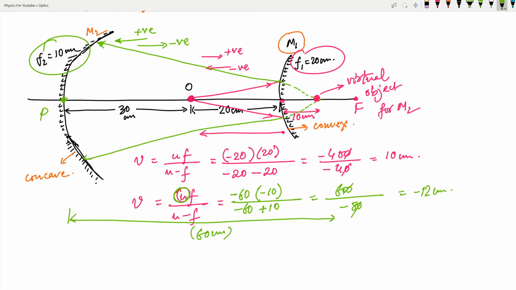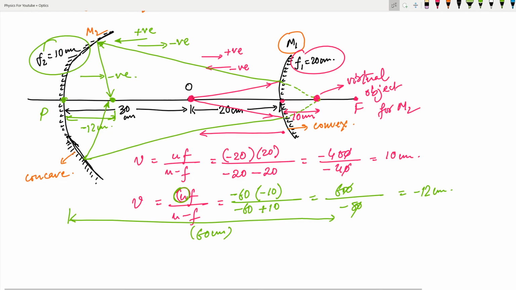So minus 12 centimeter means in front of mirror M2, because this direction is taken as negative, so it will be somewhere here, minus 12 centimeter. Ultimately the rays come and meet here. This is the point of intersection. This is the ray diagram. I hope the concept is clear how we are solving this.